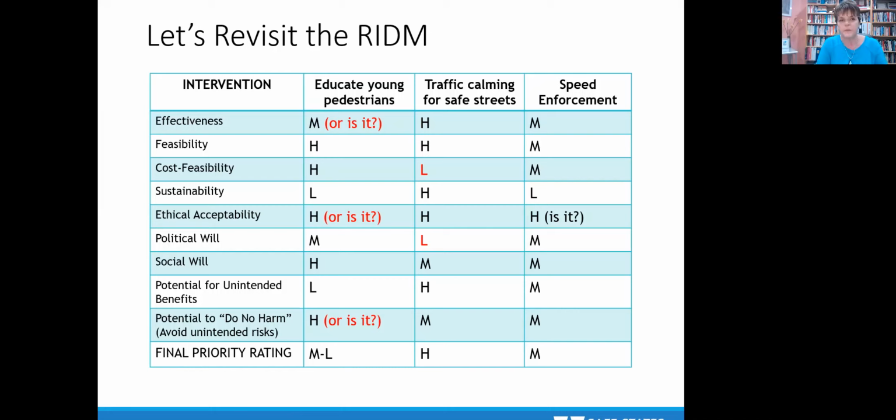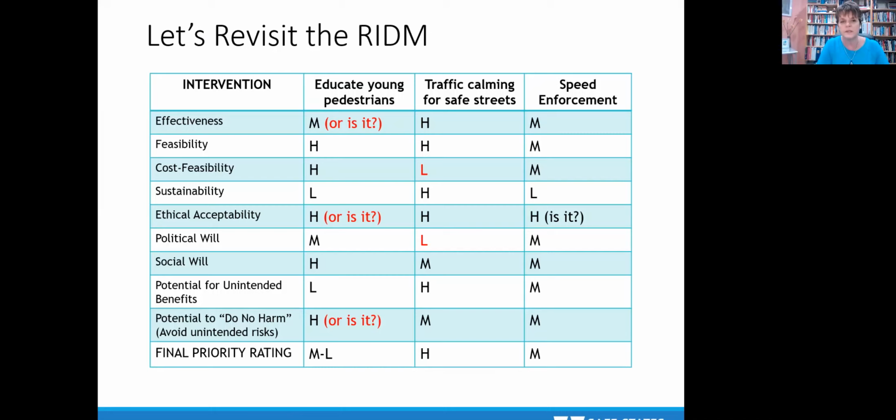So people have said that educating young pedestrians has medium effectiveness at reducing their risk for pedestrian injury. We have to ask ourselves, is that true? Is there evidence to show that when we educate kids, they are less at risk for being struck as pedestrians, especially young pedestrians? Now, there are some educational strategies that are more effective than others. However, we need to be very clear about whether or not this is effective.